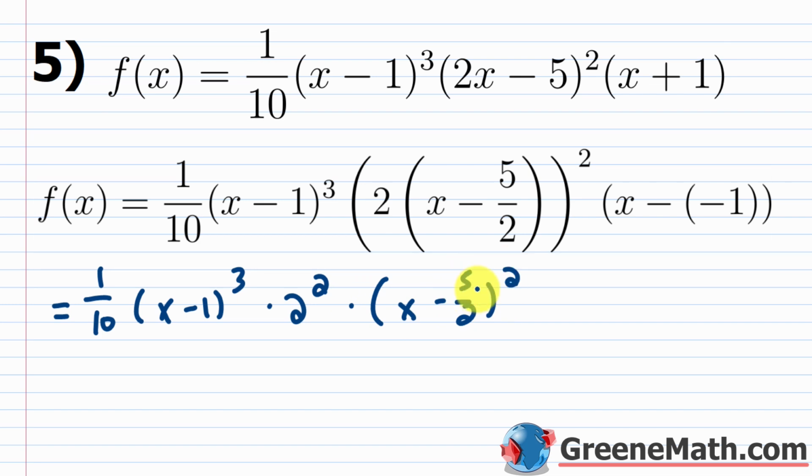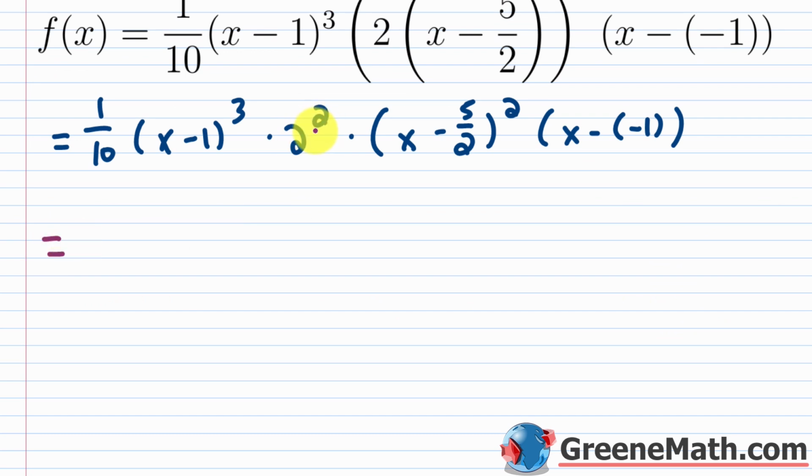I'm just using the rules of exponents. Since this is multiplication right here, this exponent of 2 would be applied to the 2. That's one of the factors. And then it would be applied to this x minus 5 halves. That's the other factor. Again, that quantity. Let me fix this right quick. And then we would have times this quantity x minus a -1.